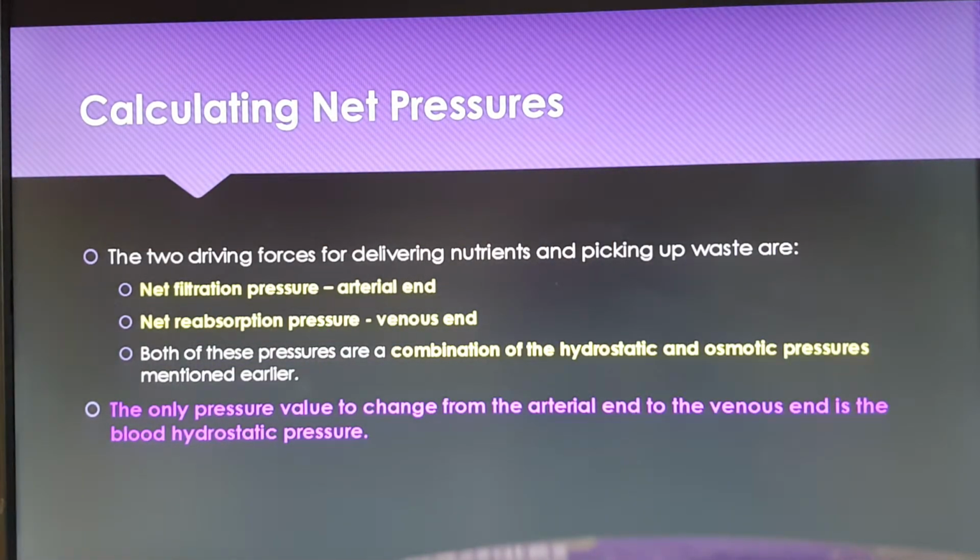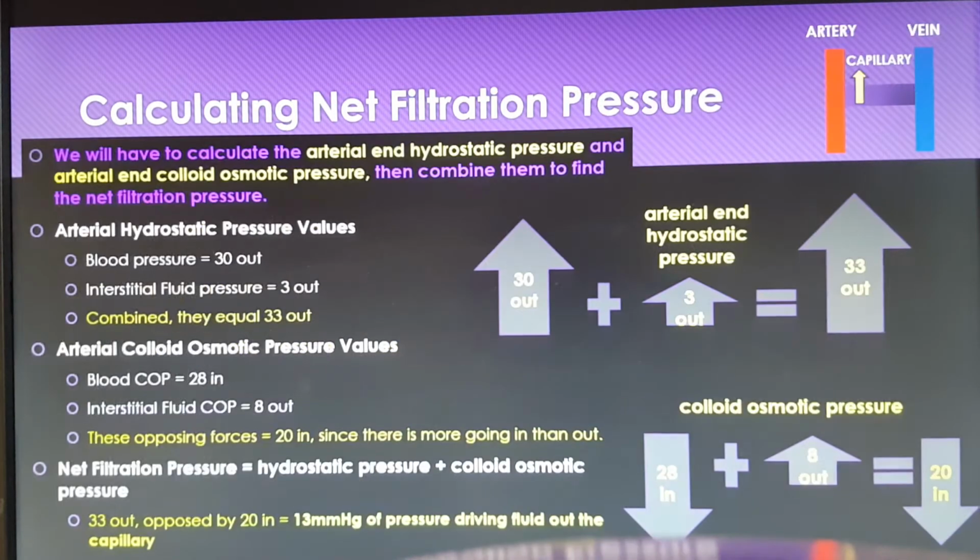So how do we calculate those net pressures? The two driving forces for delivering nutrients and picking up waste are your net filtration pressure at the arterial end and your net reabsorption pressure at the venous end. Both are a combination of your hydrostatic pressure as well as your osmotic pressures that we talked about just a little earlier. And again, the only pressure to change from the arterial end to the venous end is your blood hydrostatic pressure, or just blood pressure. It lowers at the venous end.